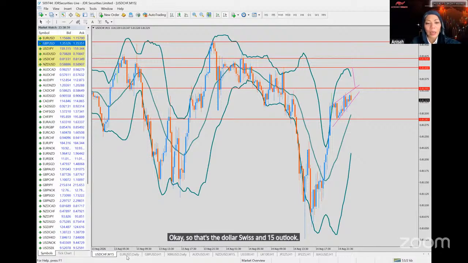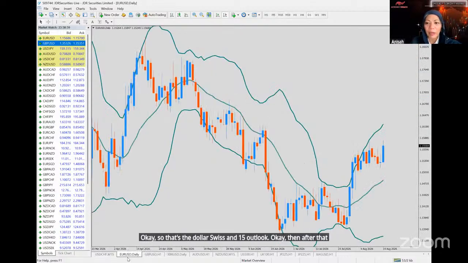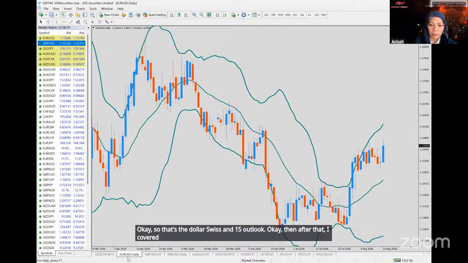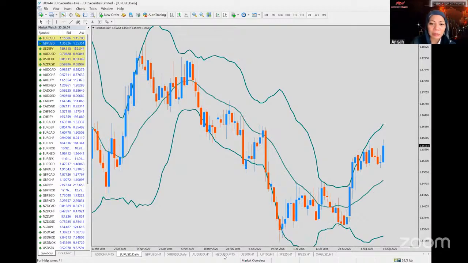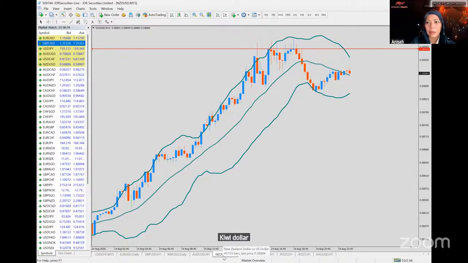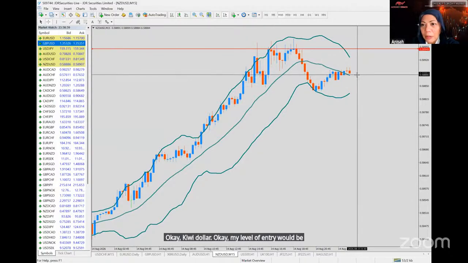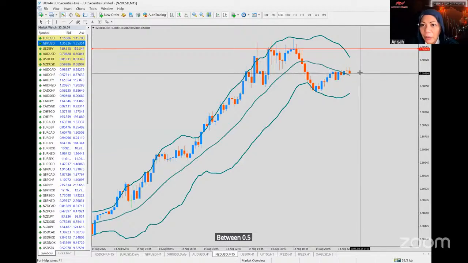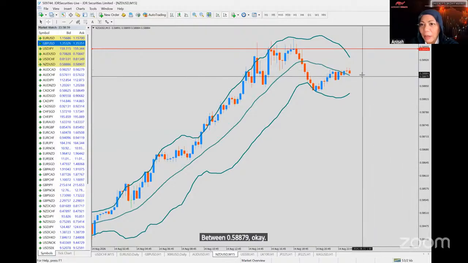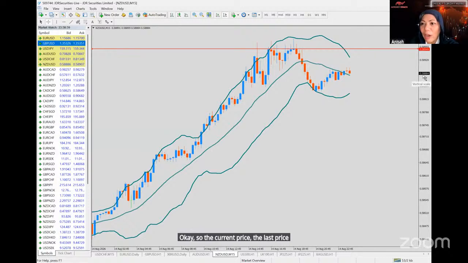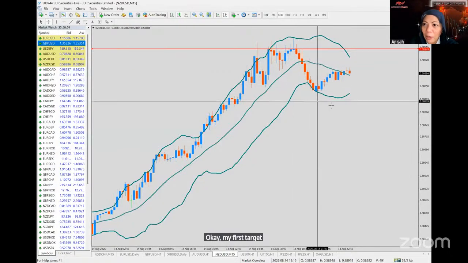Then after that, I covered Kiwi dollar. My level of entry would be between 0.58879, or enter at market. The current price, the last price, is 0.58884.